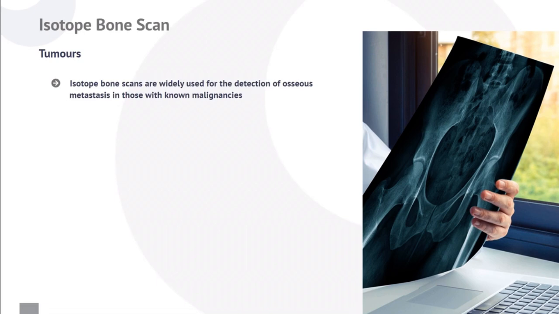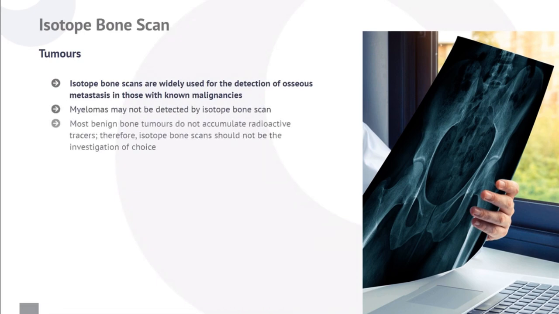Tumors. Isotope bone scans are widely used for the detection of osseous metastases in those with known malignancies. Myelomas may not be detected by isotope bone scan. Most benign bone tumors do not accumulate radioactive tracers, therefore, isotope bone scans should not be the investigation of choice.